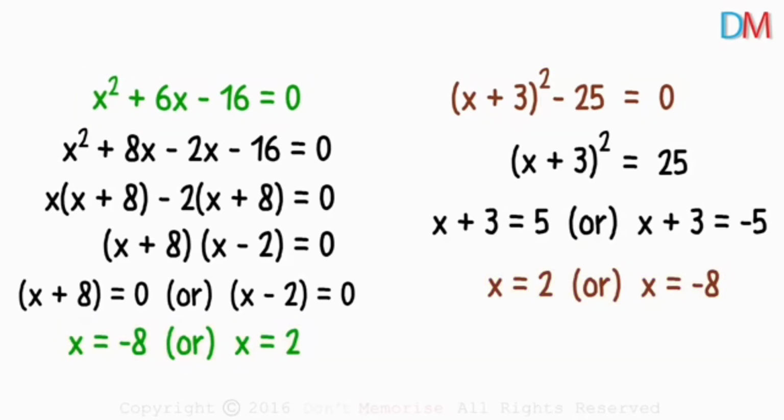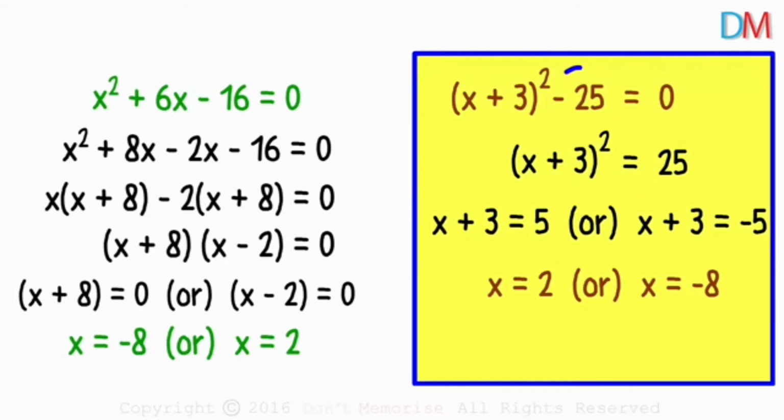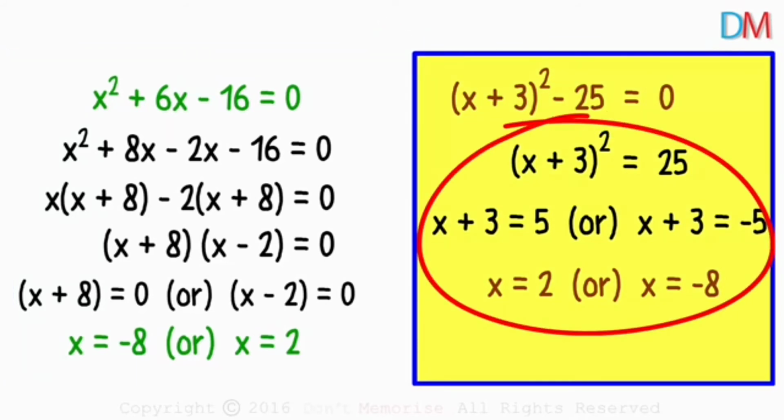Now I have a question for you. Which one was easier to solve? This one or this one? Of course, it's this one. We just had to transpose the constant to the right and our job was done.